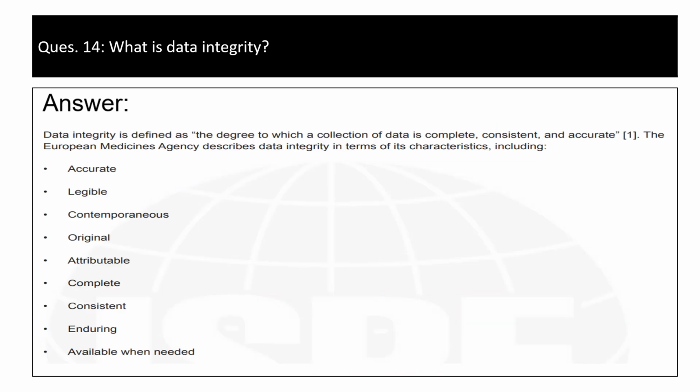Question number 14, what is data integrity? The answer will be, data integrity is defined as the degree to which a collection of data is complete, consistent and accurate. The European Medicines Agency describes data integrity in terms of its characteristics, which include accurate, legible, contemporaneous, original, attributable, complete, consistent, enduring and available when needed.